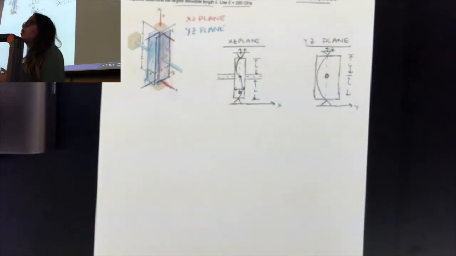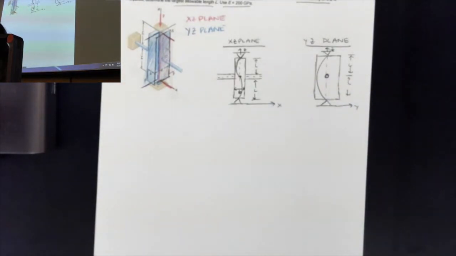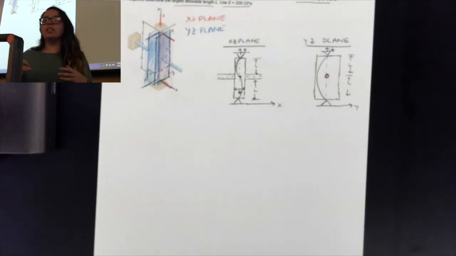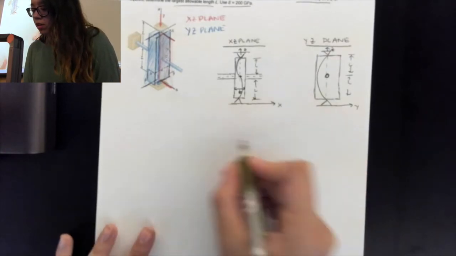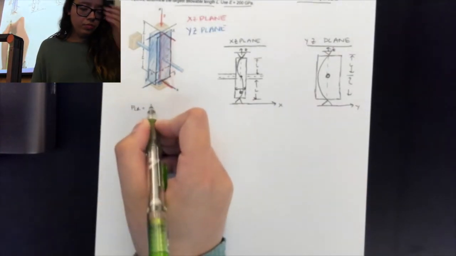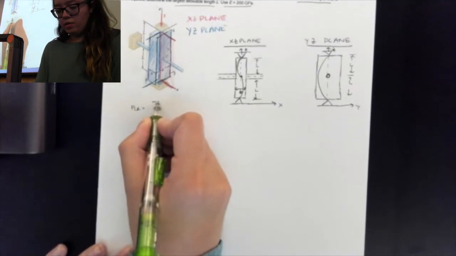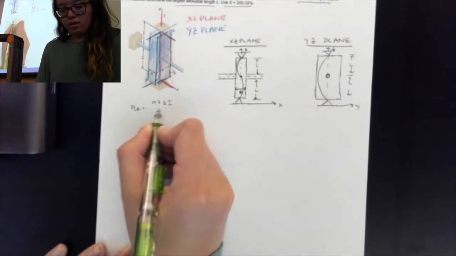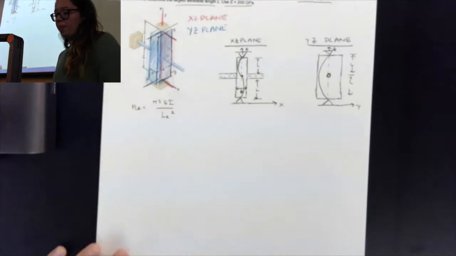Now that we know what buckling looks like in both planes, we can see that it's different. Since it's different, we're going to have to calculate P critical for both scenarios. So that's what we're going to do. Remember our equation for P critical was pi squared EI over L effective squared.